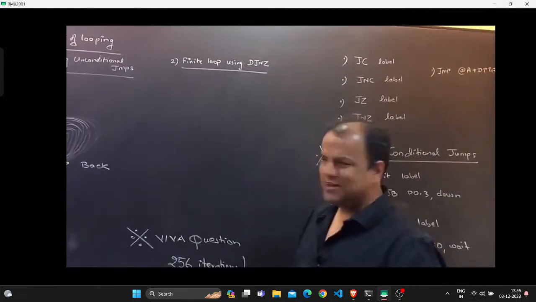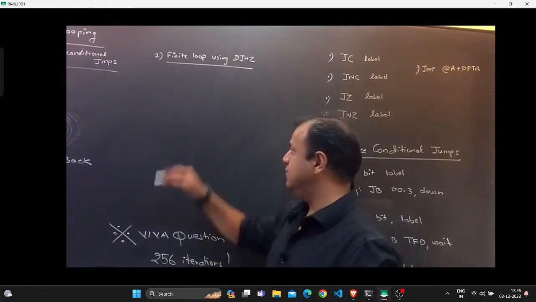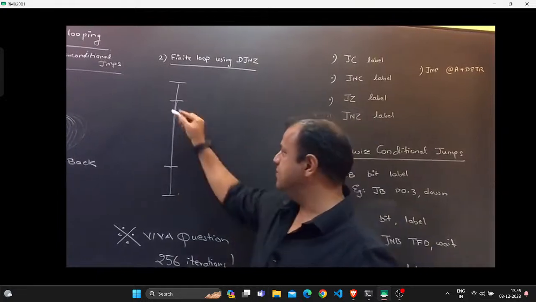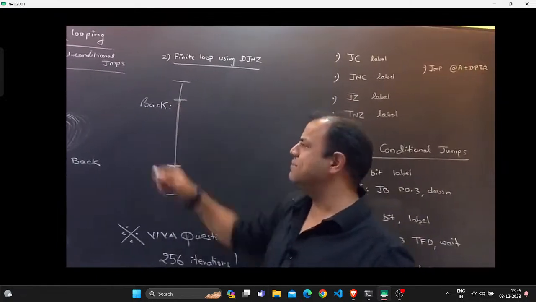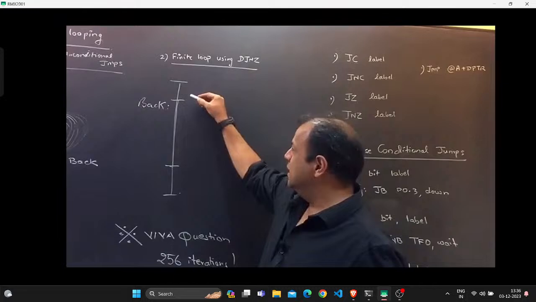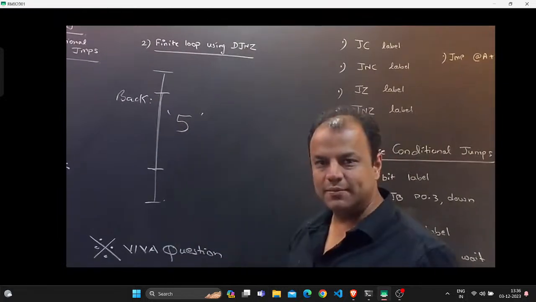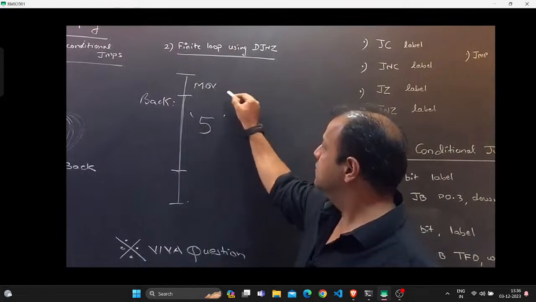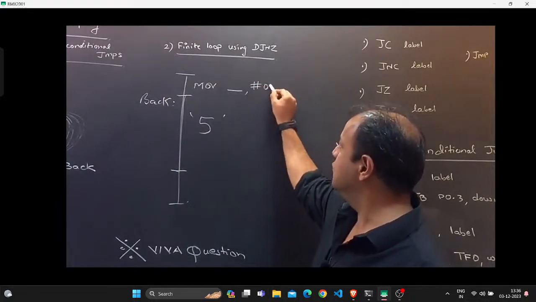Okay? Look here. And it's very easy. It's a big thing, but it's very easy. Suppose this is a program. This is a section which you want to do again and again. I've written a label by the name back. You can keep any name to a label. I've kept the name back. Suppose I want to do this loop 5 times. So I keep my count 5 inside some register. Move some register, comma, #05H.